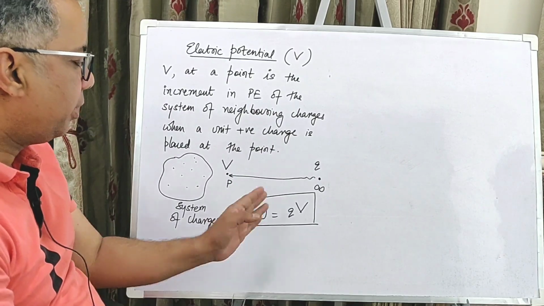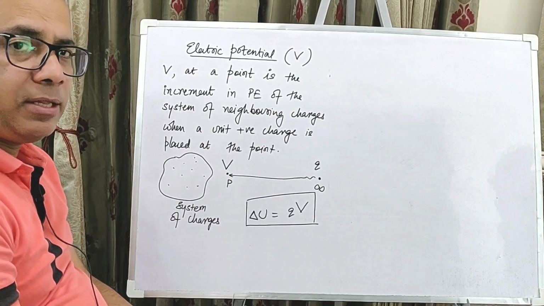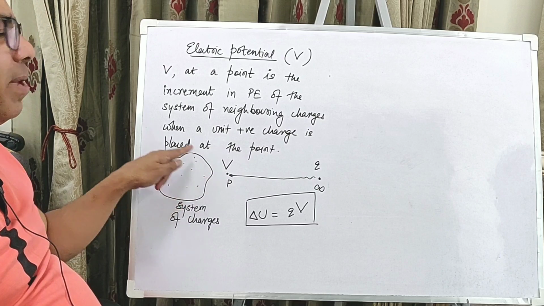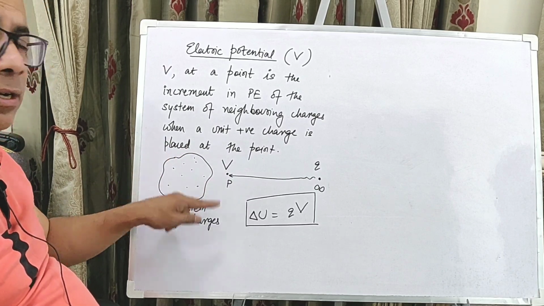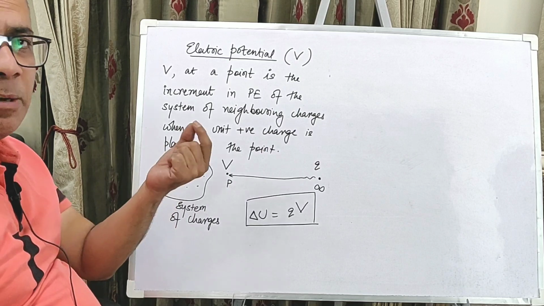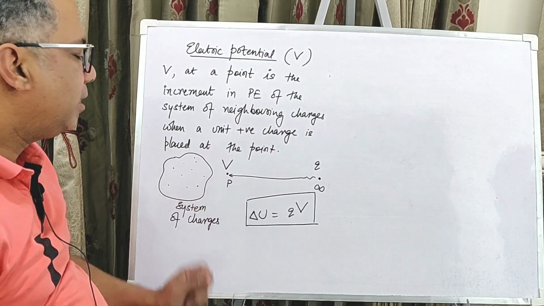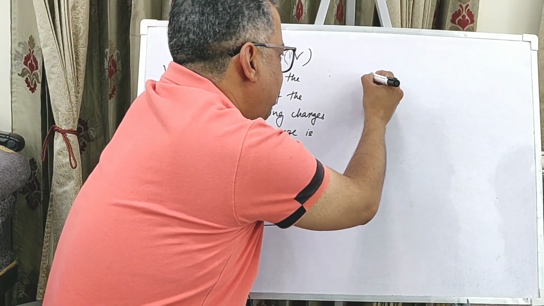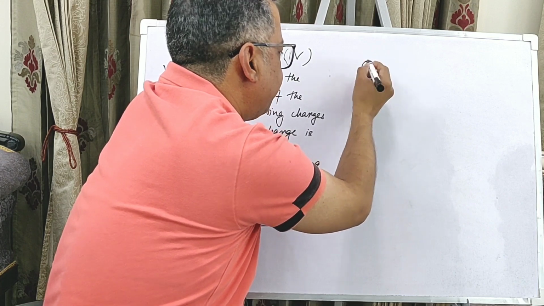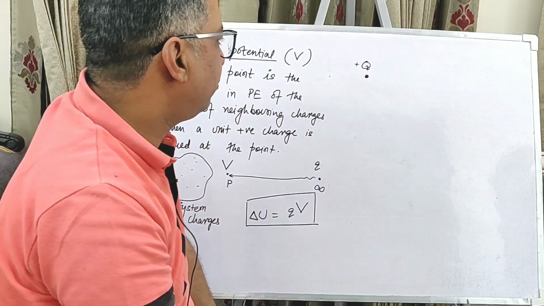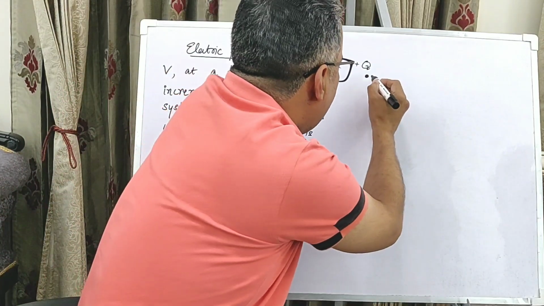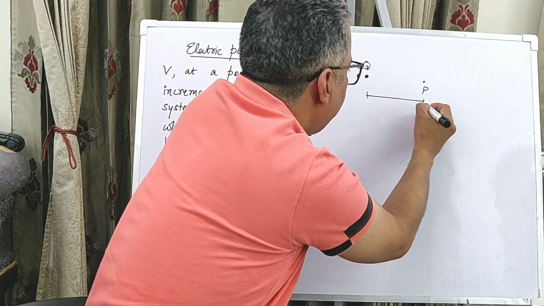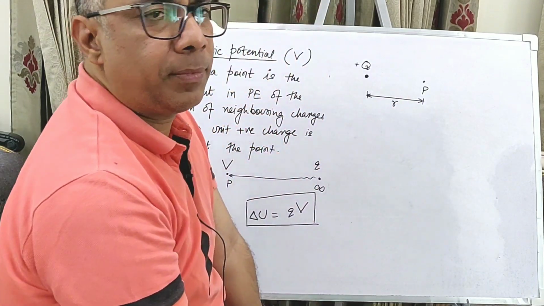Now we can use this description to calculate the electric potential associated with the presence of one single charge. I just mentioned in the definition we have a system of charges here. That system of charges could very well be a single point charge. In that case, the potential can be quite easily calculated. Imagine that we have a charge Q here, plus Q for simplicity of discussion, and we have a point P here at a distance r from it.